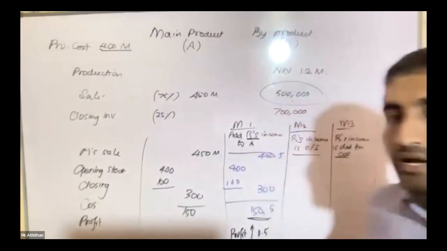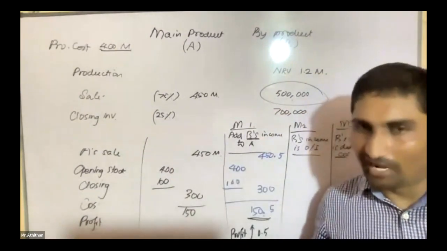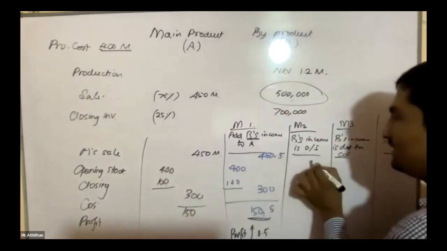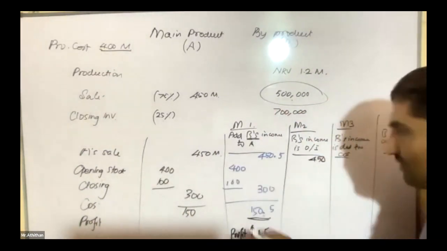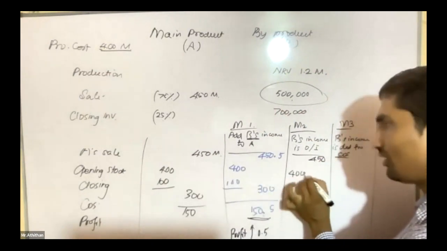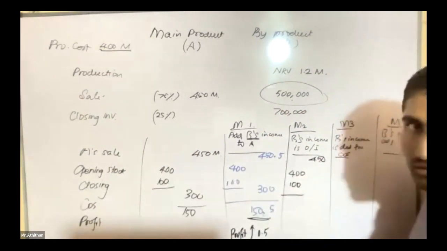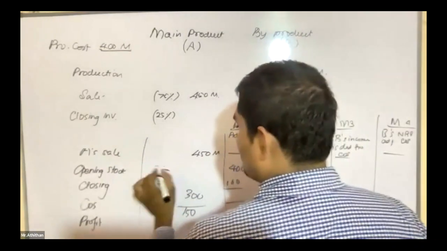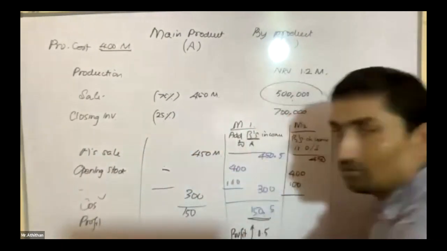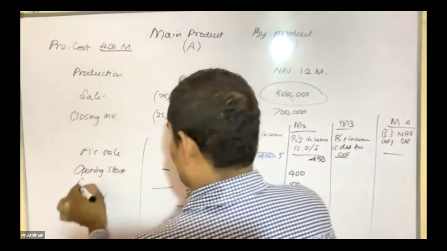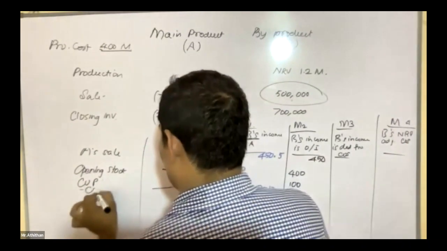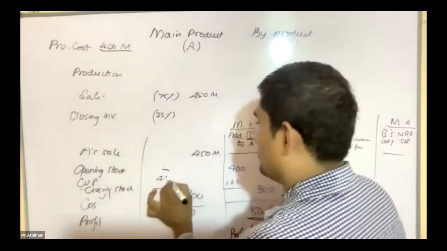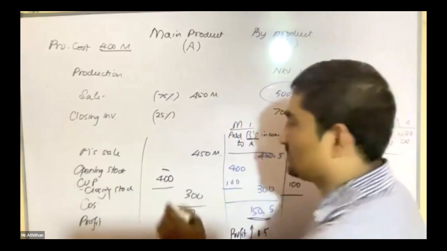Method 2. In method 2, we will take the basic. What does method 2 do? Other income. So with other income, the main income stays the same. Sorry, this is not opening stock. Opening stock is 0. Cost of production is 400. Closing stock is 100.